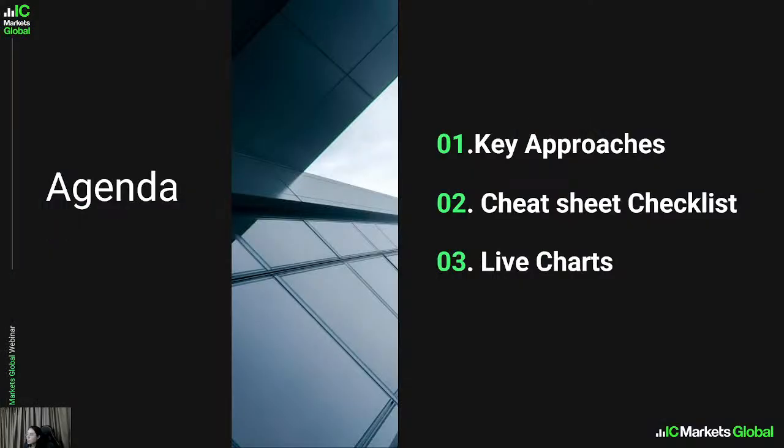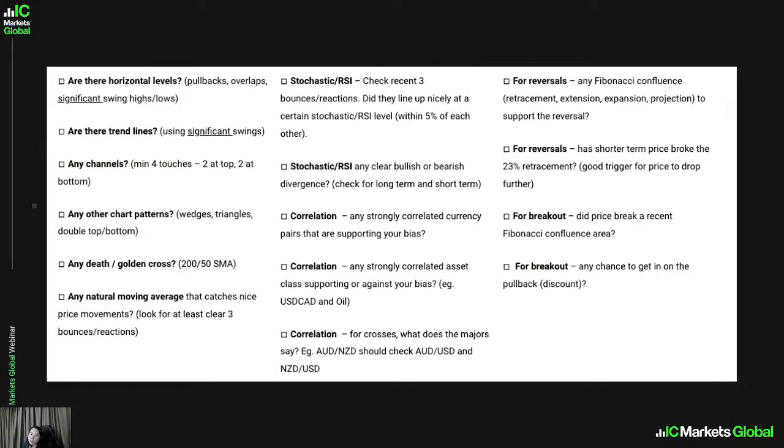Okay? Cool. So the agenda for today: key approaches, cheat sheet, checklist, and live charts. This is the cheat sheet. Do screenshot or something. Take note of it if you haven't already. Basically, we're going to go on the charts. We're going to look for trend, that's why we're going to look for a trend line or channels to see where price is going, whether it's going up or going down. And then we're going to look for horizontal levels to look for our entry, stop loss, and take profit. After that, we're going to look for other things like chart patterns.